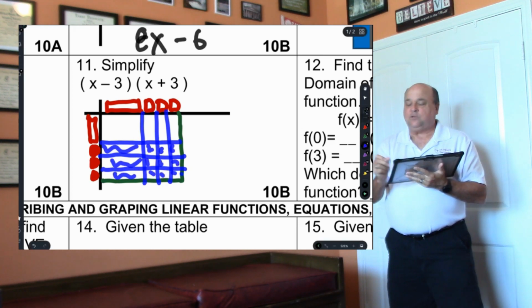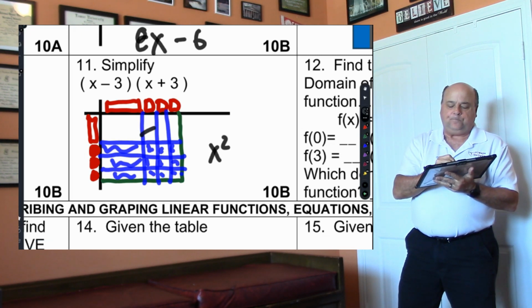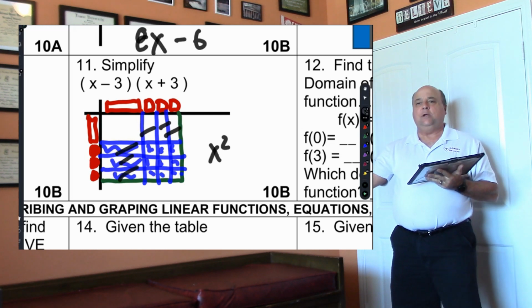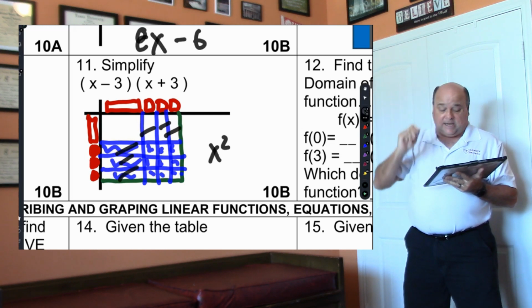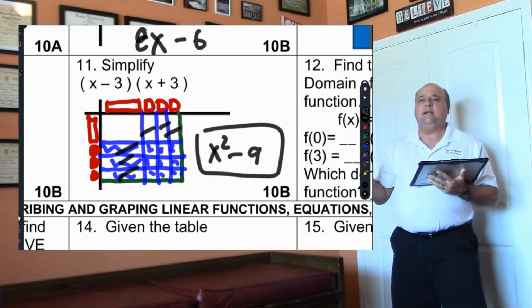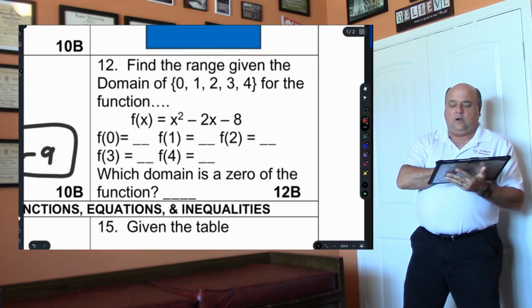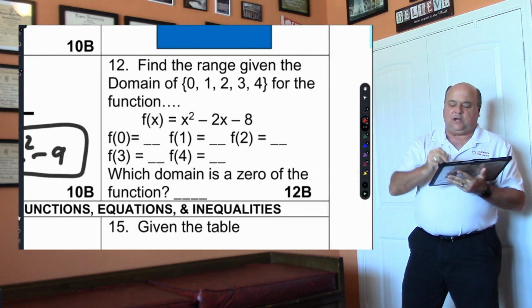Okay, so now then let's write our answer. We have 1 big square, so that's going to be x squared. What's going to happen to all the rectangles? I got 3 open and 3 shaded rectangles, they'll all cancel out. And I got 9 shaded squares. X squared minus 9. Going to number 12. On number 12, we need to graph this.